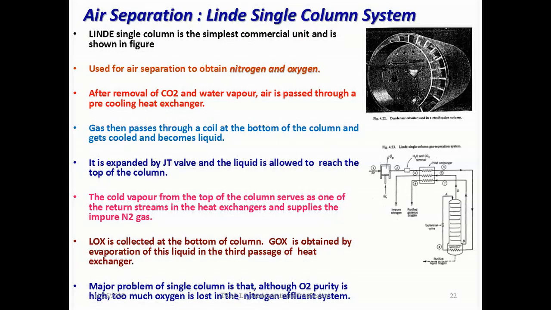Then liquid oxygen is collected at the bottom of this column here, and gas oxygen is obtained by evaporation of this liquid in the third passage of the heat exchanger. The major problem of the single column system is the oxygen. It carries away also some part of nitrogen, and therefore much of oxygen is also lost in the nitrogen effluent system.